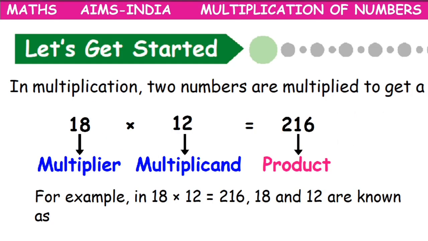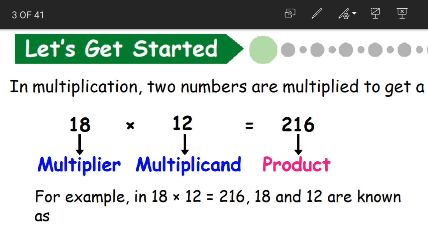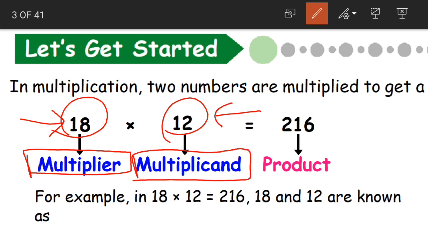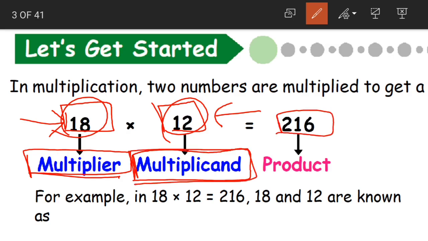Okay children, starting with the first one. In multiplication, two numbers are multiplied to get a product. Yes, we all know what is multiplication. Suppose I have two numbers here, 18 and 12. Now when I multiply 18 with 12, the first number 18 is called multiplier and the second number 12 is called as multiplicand. Okay children, what is the first number called? The first number 18 is called as multiplier and the second number 12 is called as multiplicand. Now what about this? The answer we get, 216, is called as the product.